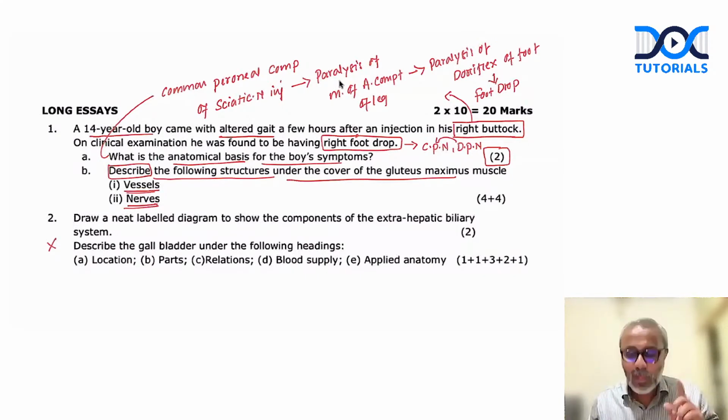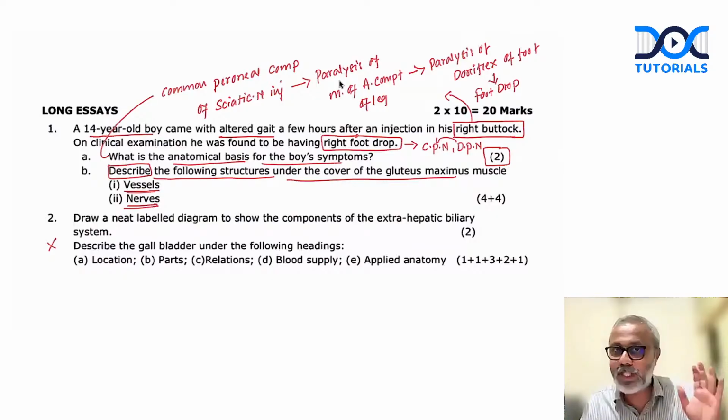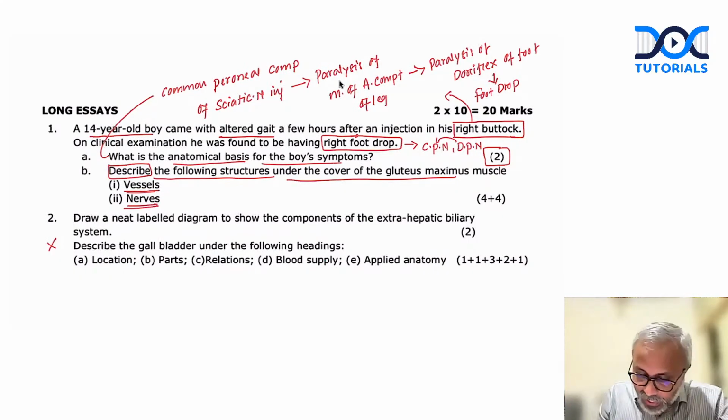Remember again, the question is not about gluteus maximus also. The question is not about all the structures present under the gluteus maximus. The examiner himself is specifying the following structures. Describe the following structures under the cover of gluteus maximus, and the vessels and nerves are asked.